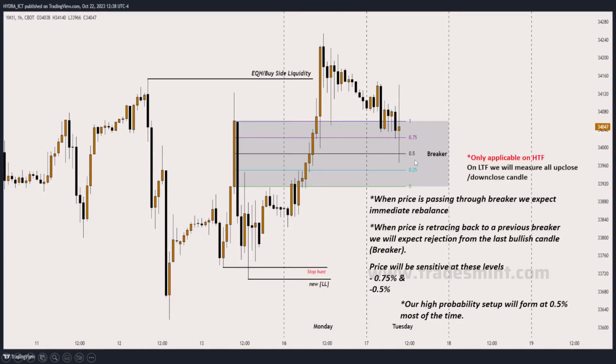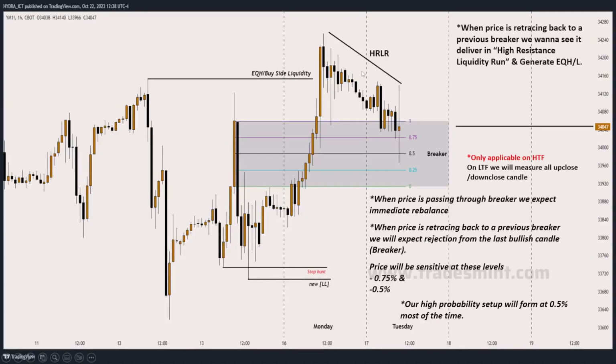And this theory is only applicable on higher time frame. When we are trading on lower time frame, we'll consider all of the up close candles, okay, because on lower time frame a lot of fluctuations, a lot of movement can happen, which on higher time frame happens very little of the time. Even if price is having a lot more volatility on higher time frame, we are safe. That's the reason on higher time frame we are using the last up close candle, but on lower time frame we will be using all of these up close candles, or down close candles if you are trading from a bearish breaker.